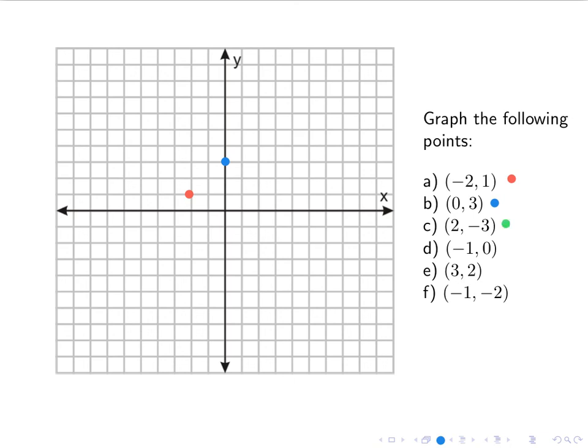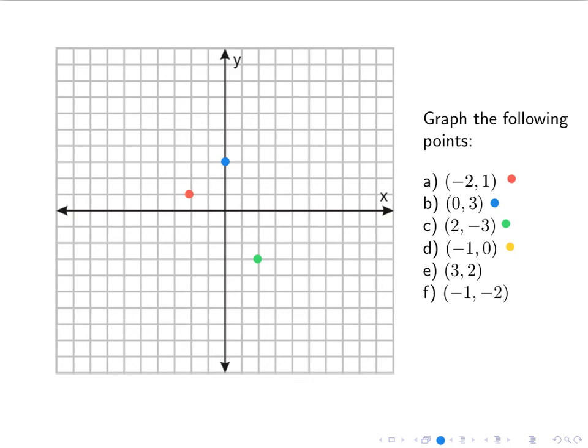For C, I'm going to do it in green. That is 2, -3. So 2 in the x direction, that's the positive 2, so we're going to the right. -3 in the y direction, so we're going to go down 3. It's going to be, I'll try to fix that. It's hard to be accurate on here. But 2 to the right, 3 down.